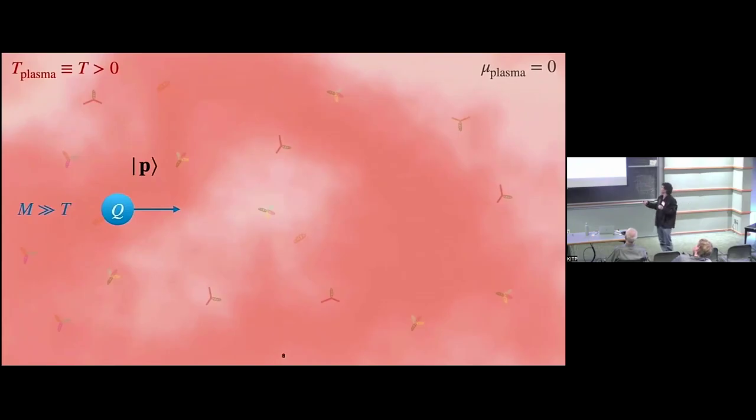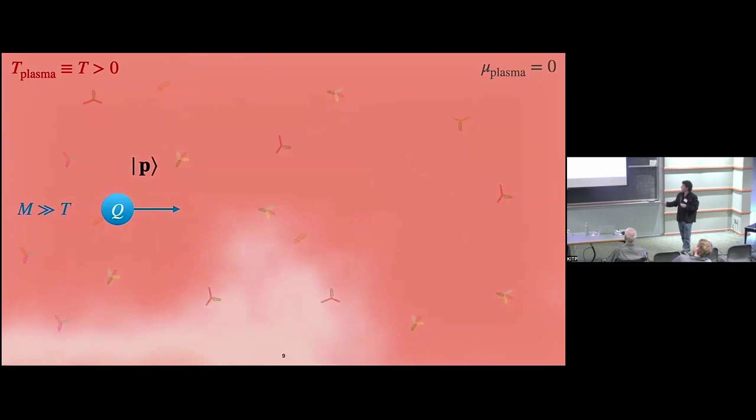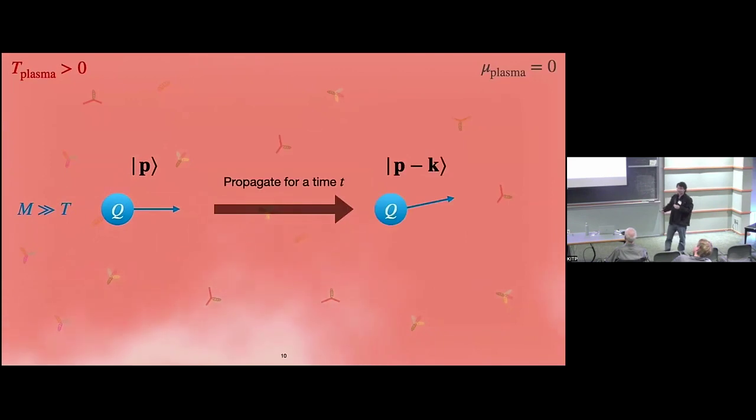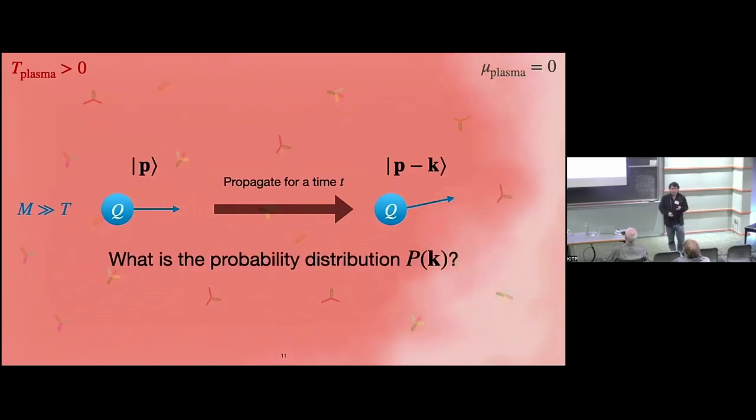Now, more concretely, I'm going to start with a heavy quark with some momentum p. I'm going to let it propagate for some time, and then I'm going to measure the momentum, let's say. The momentum of the heavy quark could have changed due to interactions with the medium. So I'm saying it's changed by an amount k, and I want to ask, what's the probability distribution for this momentum shift?